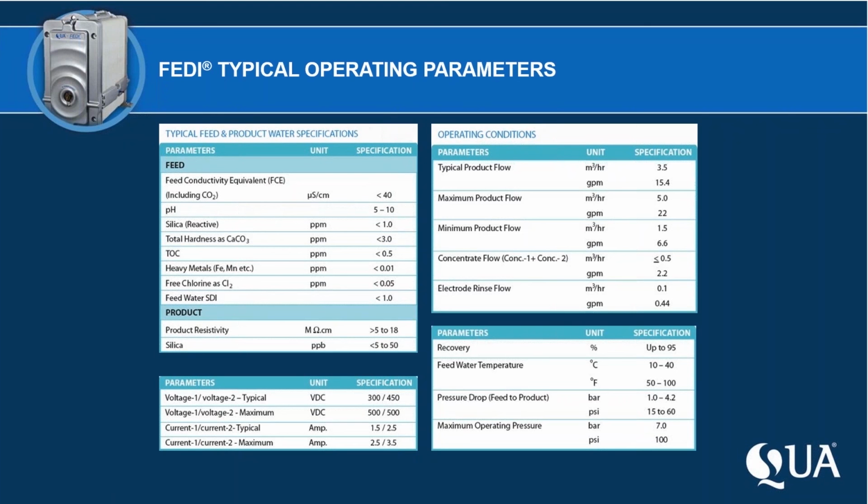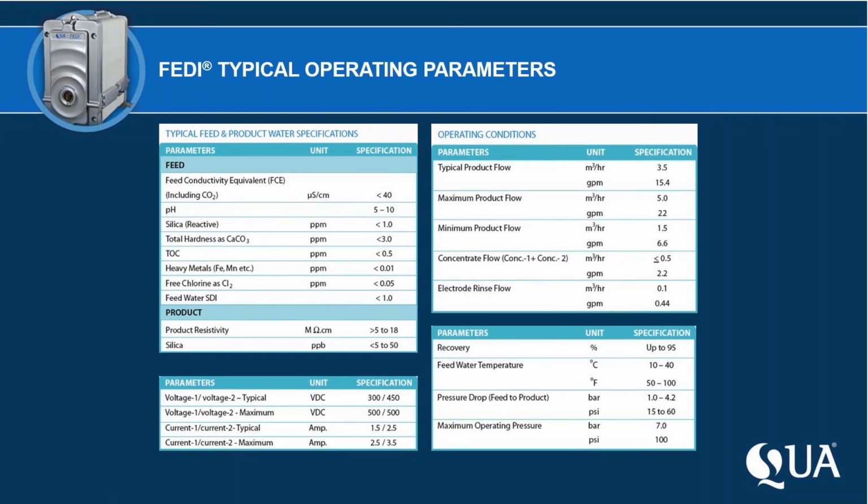Our stacks range from a low of 5 gallons a minute to a maximum product of 22, and our high flow modules even go higher. And then there are always minimum flow rates, right? One of the things you never want to do is run an EDI stack at an extremely low flow rate with a very high current on it. You can create gases in it, you create heat. You like to keep the flow rate always running through, especially in the electrode rinse.